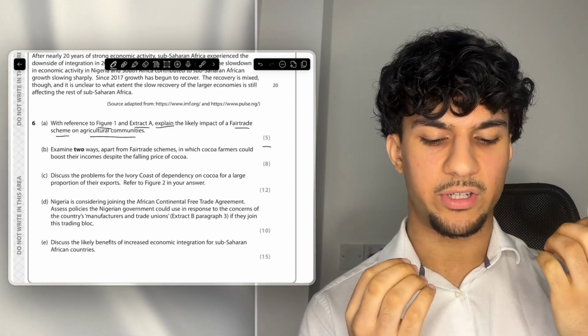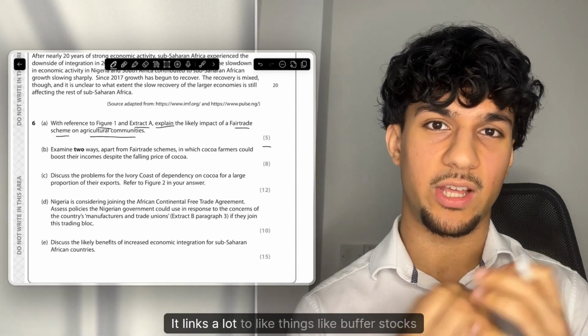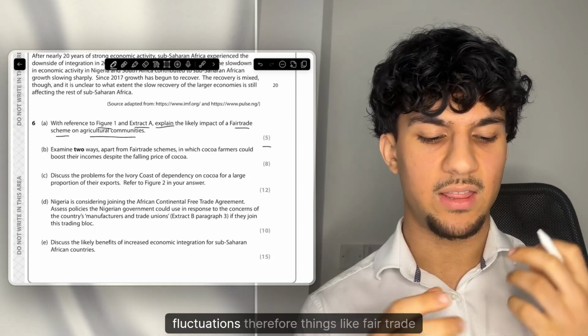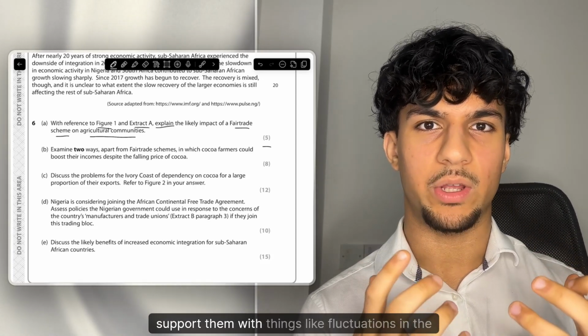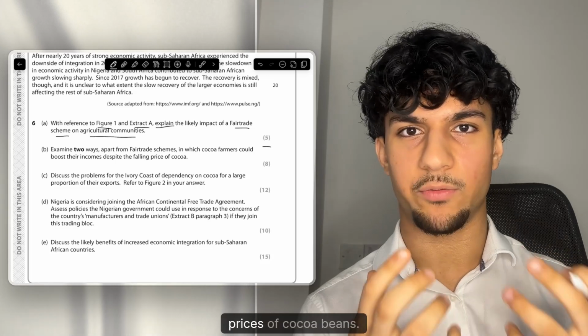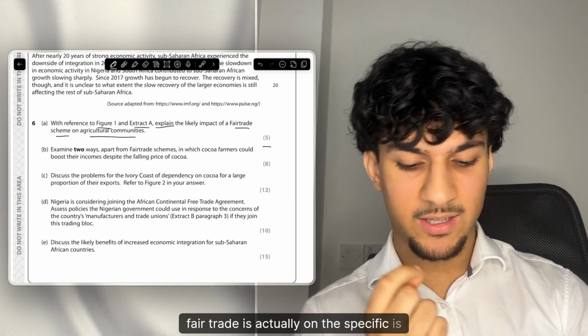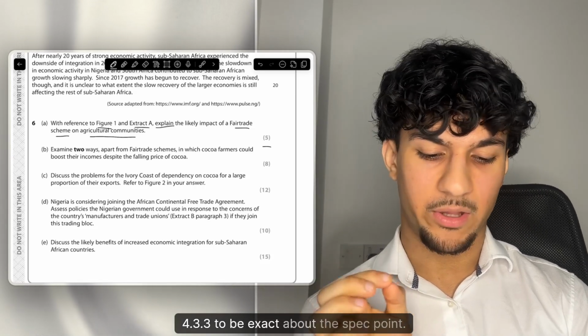Things like, for example, cocoa beans are commodities as well. You've learnt this in the spec. It links a lot to things like buffer stocks, where cocoa beans have lots of fluctuations. Therefore, with fair trade schemes, as they have higher incomes, it helps support them with fluctuations in the prices of cocoa beans. And of course, a lot of students do forget this, but fair trade is actually on the spec. It's something you're meant to learn about, 4.3.3 to be exact.